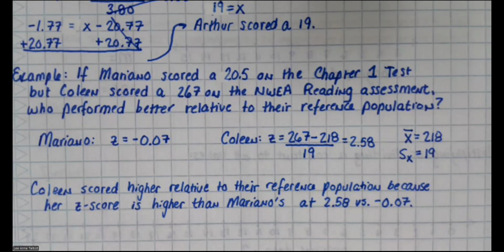Okay. This is today. We did describing location 2.1A. We had two objectives today: calculate and interpret percentiles, and calculate and interpret standardized scores. Do you feel like we covered those two objectives today?